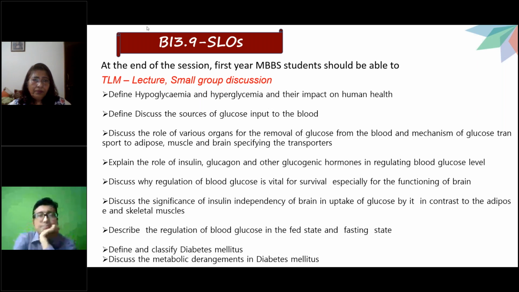Explain the role of insulin, glucagon, and other glucogenic hormones in regulating blood glucose level. Discuss why regulation of blood glucose is vital for survival, especially for the functioning of brain. Discuss the significance of insulin independence of brain in uptake of glucose in contrast to the adipose tissue and the skeletal muscles. Describe the regulation of blood glucose in the fed state and fasting state.